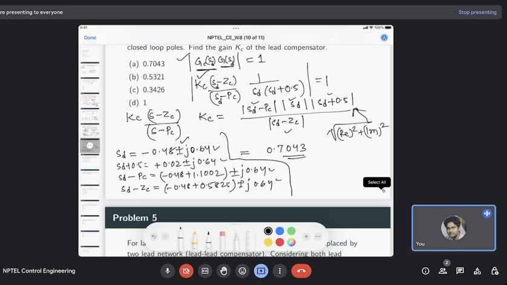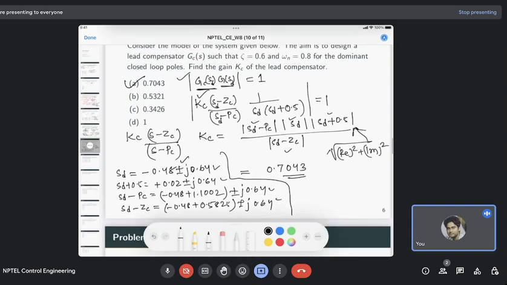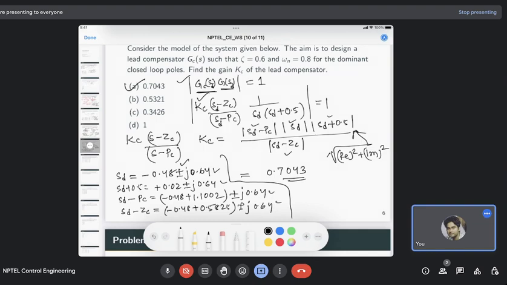We can verify this by putting it in. So for this gain value of the lead compensator, the dominant pole will be, because this is a dominant pole already on the root locus, located at the desired location.